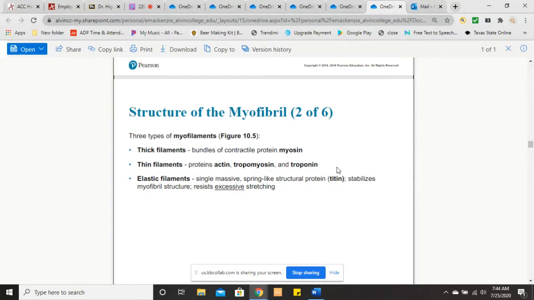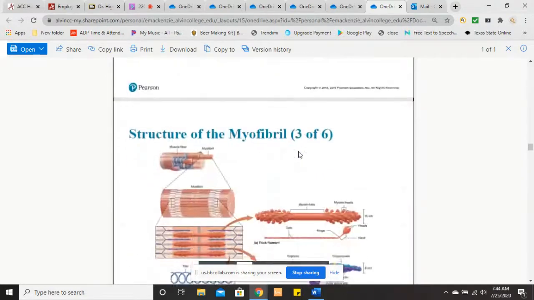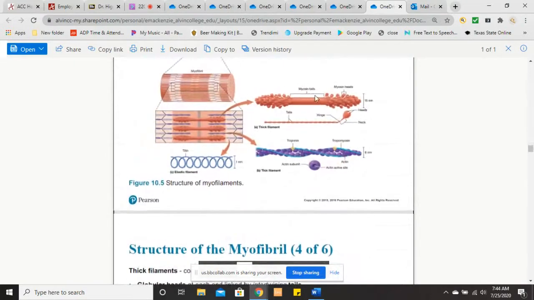So those are the functional classes. But I mentioned you could also classify them structurally. Turns out the contractile protein myosin is really thick looking. When you look at it, it looks thick. This big red globular structure, this rod-like structure with all these little globular heads, this is myosin.